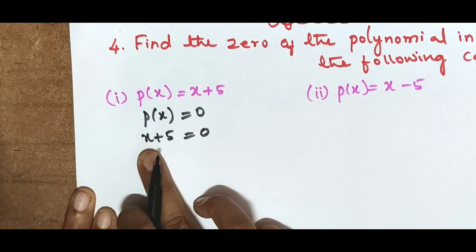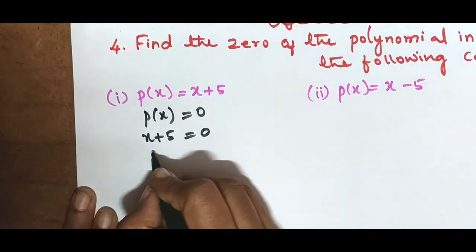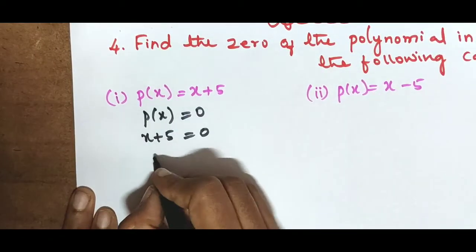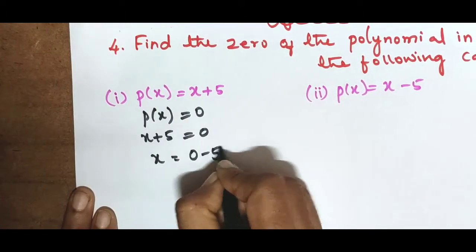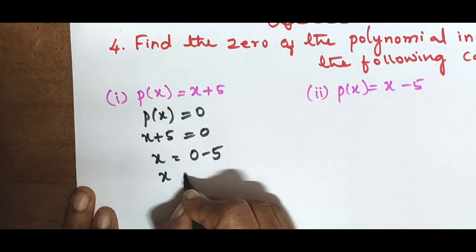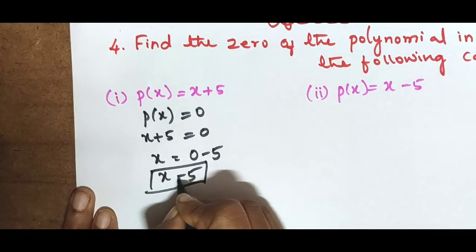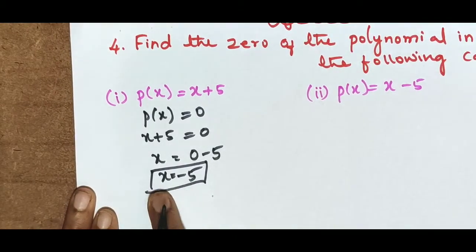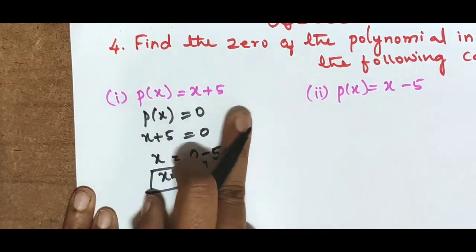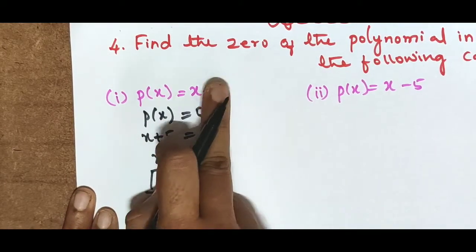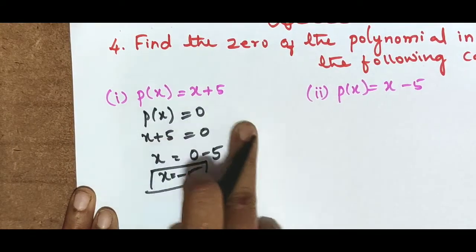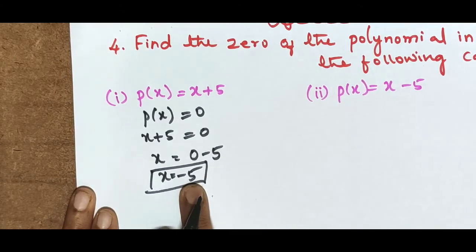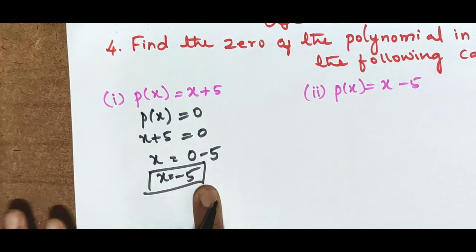Now I have to find the value of x here. So send plus 5 to the RHS. Plus 5, if we shift to the RHS, becomes minus 5. So x is equal to 0 minus 5, which is minus 5. So this is the value of x, or the zero of the polynomial here. First, you take P of x is equal to 0, that is x plus 5 is equal to 0. Now find the value of x by shifting. The zero of the polynomial is minus 5.